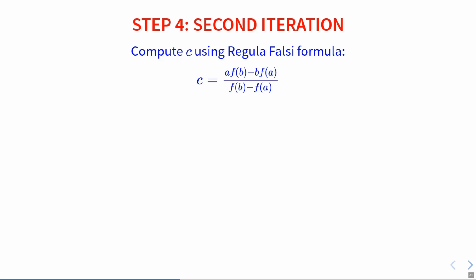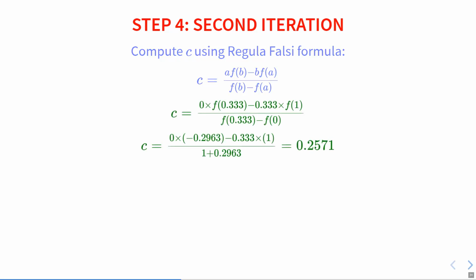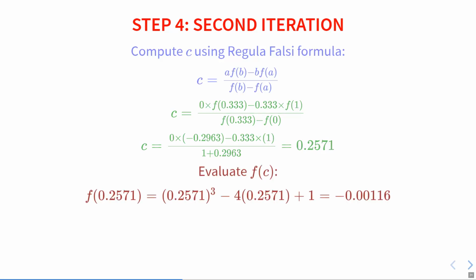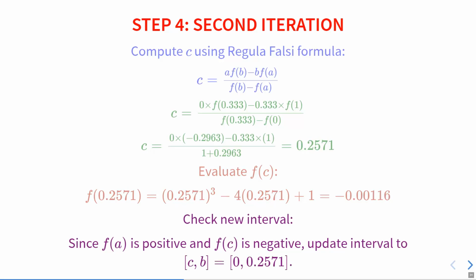Now again calculate c. Using the formula, first we have to calculate a, f(b), b, f(a), everything, and then if we plug in again, I'll get c is equal to 0.2571. Again we have to calculate f(c). So if I plug in that c, f(c) is 0.00116. Now again, f(a) is positive and f(c) is negative, so the interval will be 0 to 0.2571.